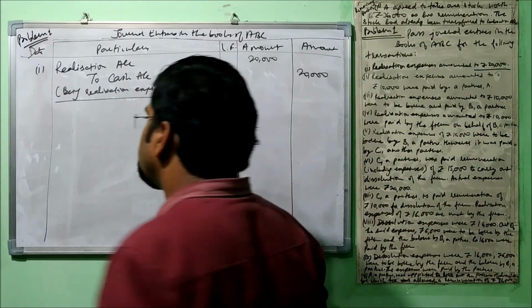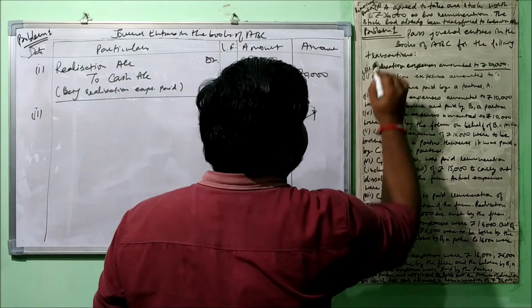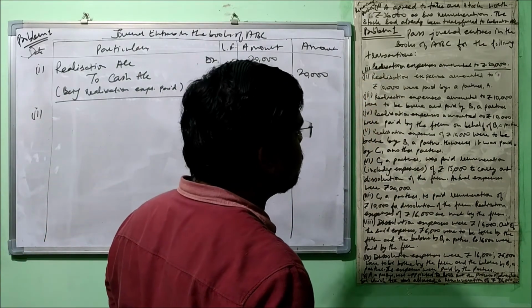Fine. Now let's move on to the second transaction. What does it say? Realization expenses amounted to rupees 10,000.